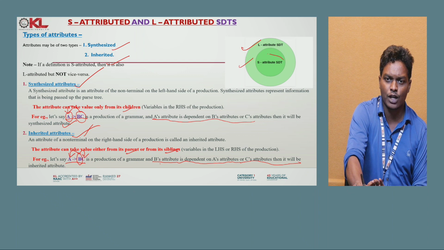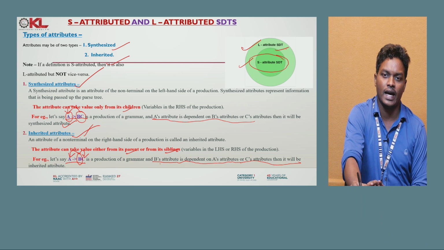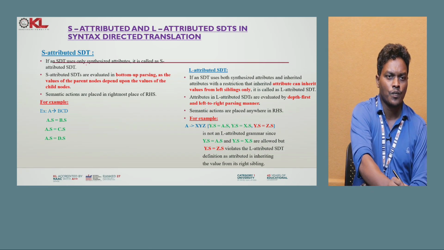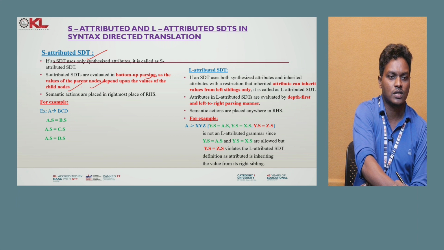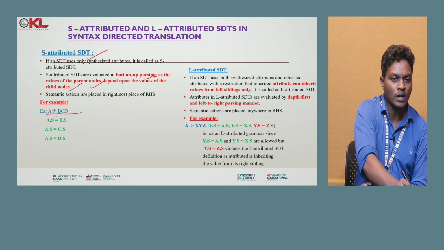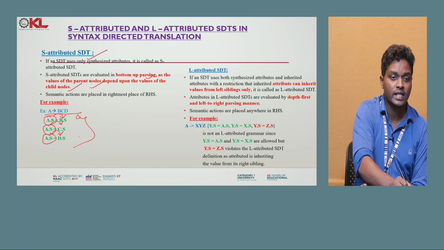L attributes and S attributes. S attributes are always a subset of L attributes. S attributes are nothing but, see here, in bottom up parsing, as the values of parent nodes depend upon the values of the child nodes. See here, A tends to BCD. So A is dependent on B, next A is dependent on C, next A is dependent on D. If this is the case, then we call this S attributes.